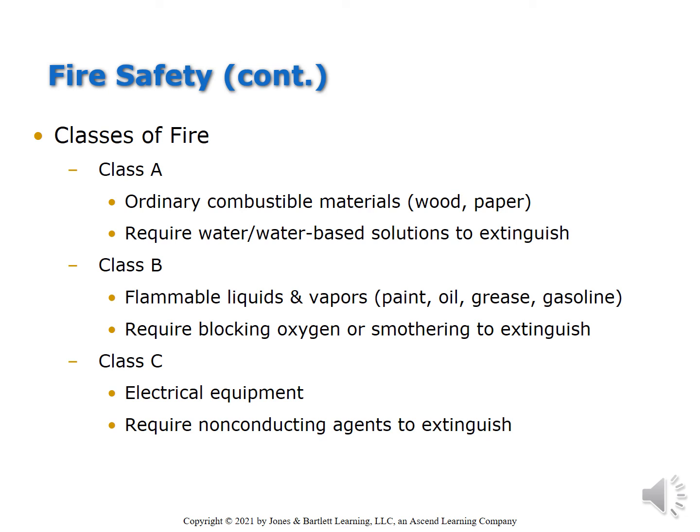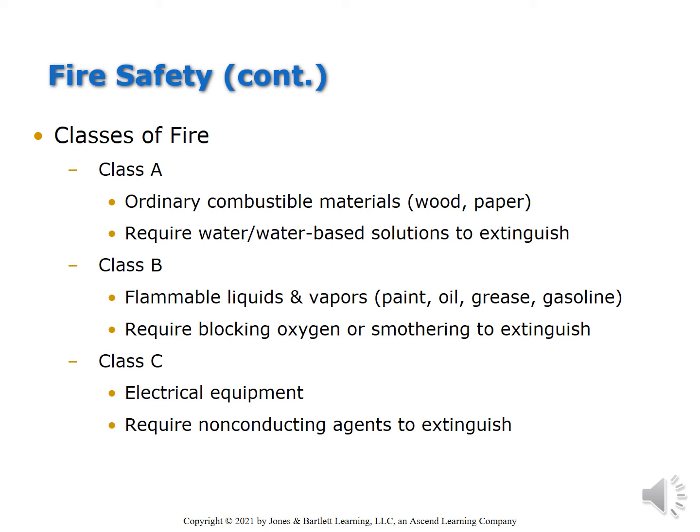A Class A fire is an ordinary combustible material. Wood, paper requires a simple water or water-based extinguisher to put out. Class B fires involve flammable liquids and vapors like paint, oil, grease, gasoline. These are things that you don't want to just pour water on to put out. It won't work. They require oxygen blocking agents or smothering agents to extinguish.